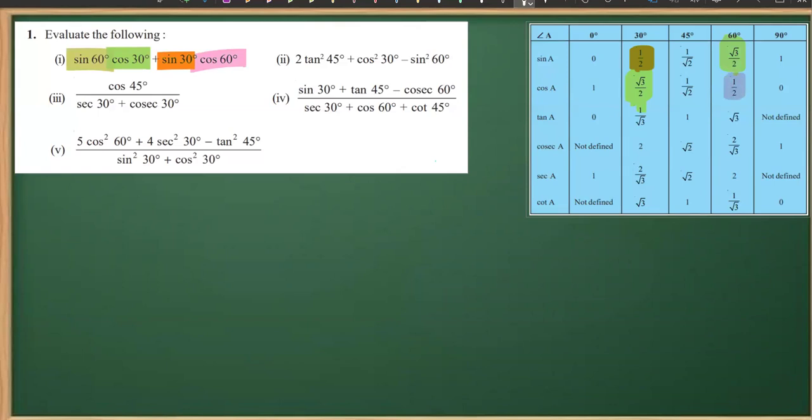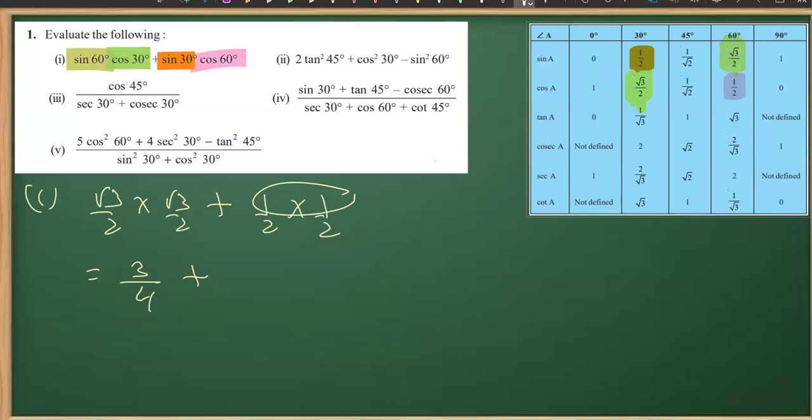Now let's replace these values in the first part. Sine 60, as I said, is root 3 by 2, multiplied by cos 30, which is also root 3 by 2, plus sine 30, which is half, and cos 60, which is also half. So root 3 multiplied by root 3 is 3, 2 into 2 is 4. On the other side, 1 into 1 is 1, and 2 into 2 is 4. So that is 4 over 4, which is equal to 1. So this is the value of the first part.